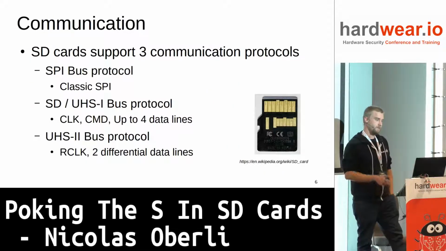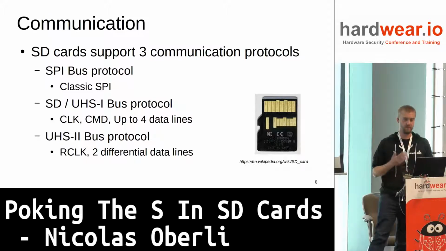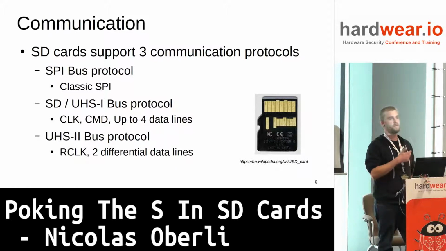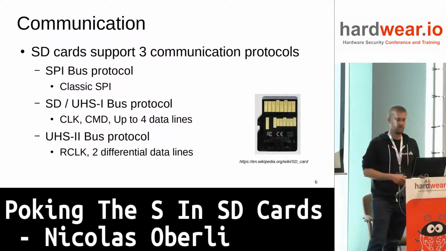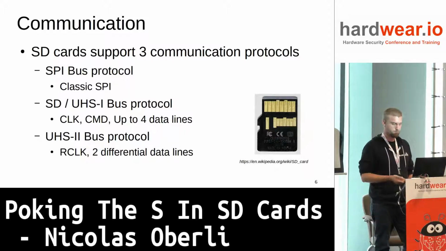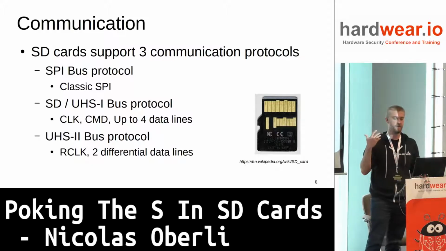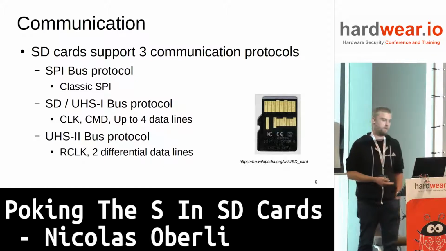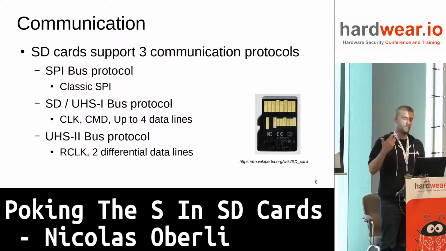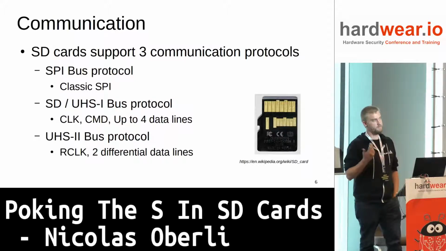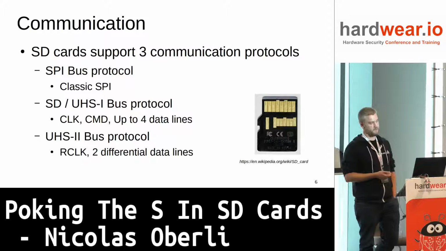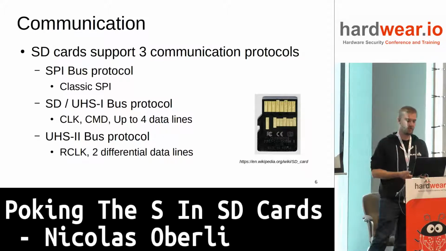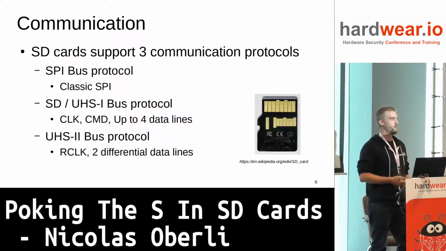There are three main ways to communicate with an SD card. The first one, the most classic, is the SPI bus, which is mainly used, for instance, by Arduinos. Or you have what they call UHS-1 or SDIO. It's a quite faster bus that uses more data lines, up to 4 of them. And the more recent communication protocol is called UHS-2, which is even faster.